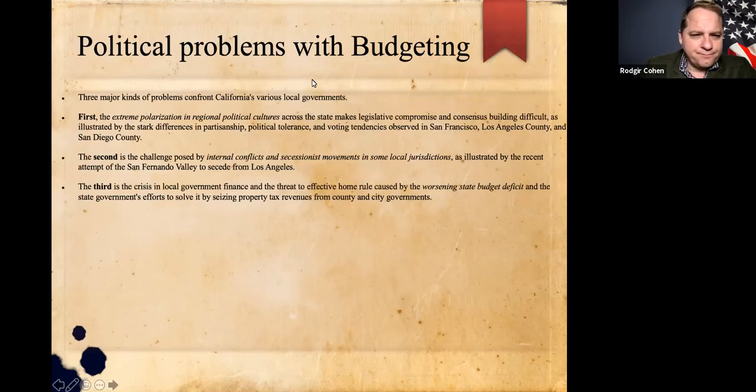Problems with budgeting in the political world of California. First, extreme polarization of regional political cultures across the state makes legislative compromise and consensus building difficult. There are differences between voting tendencies in San Francisco, Los Angeles County, and San Diego County. The second is the challenge posed by internal conflicts and secessionist movements in some local jurisdictions, as the San Fernando Valley sometimes wants to secede from Los Angeles. And the third is the crisis in local government finance and threat to effective home rule caused by a worsening state budget deficit and the state government's efforts to solve it by seizing property tax revenues from county and local governments.